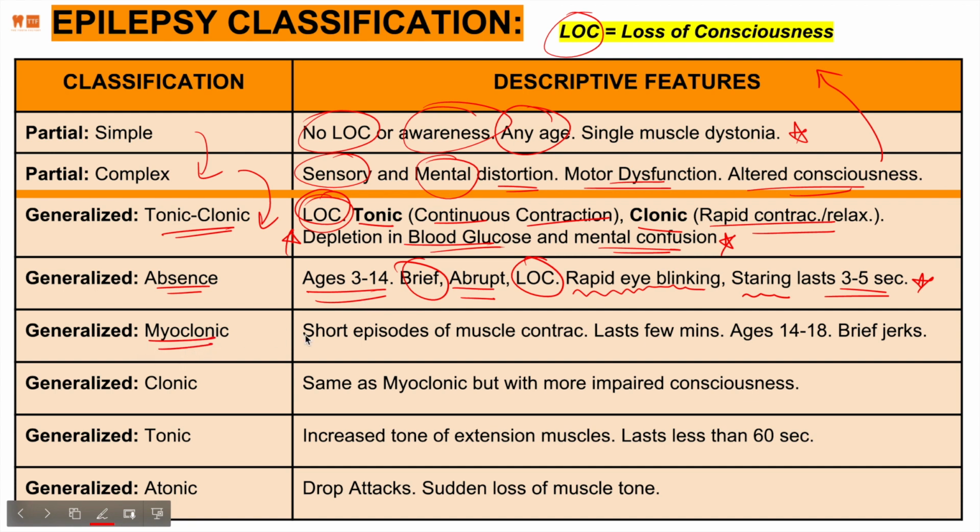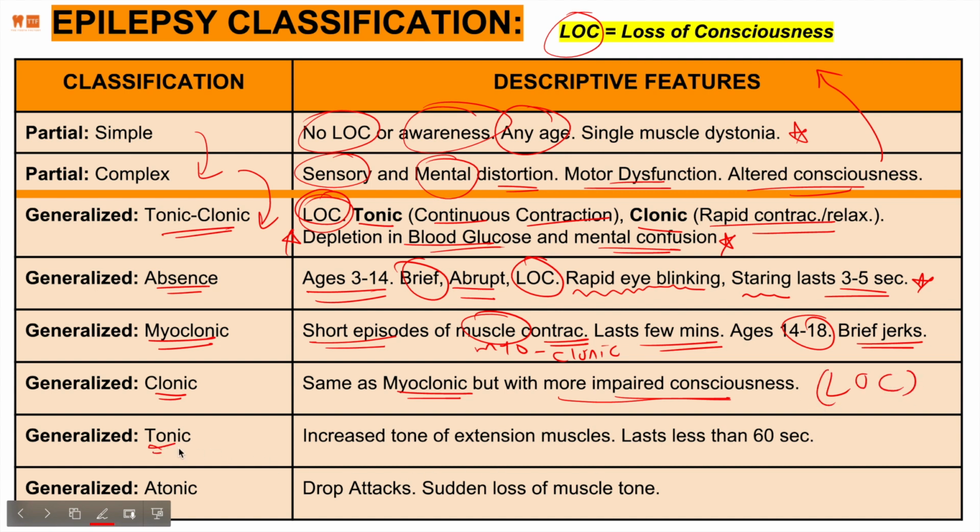Generalized myoclonic. Myoclonic is short episodes of muscle, that's myo, contractions. Now, because of short, which means rapid contractions, that's where clonic comes into play. So myoclonic lasts a few minutes, and in ages 14 to 18, brief jerk movements are anticipated. Moving on to just clonic, it is basically the same thing as myoclonic, but with a little bit more impaired consciousness. So loss of consciousness is expected.